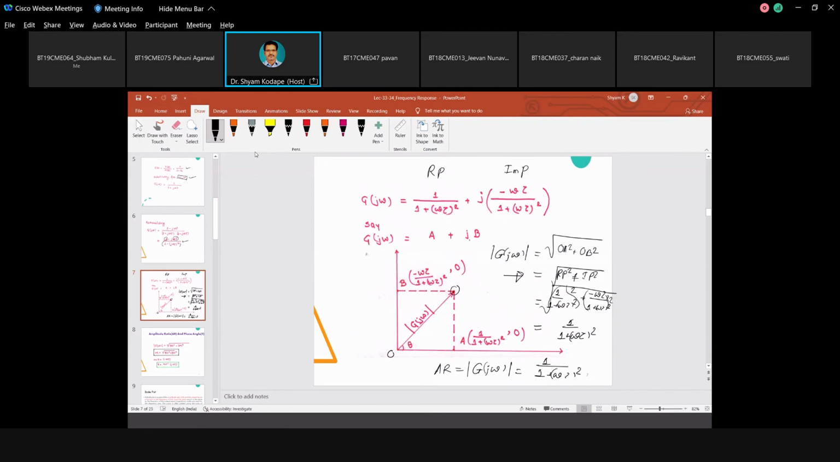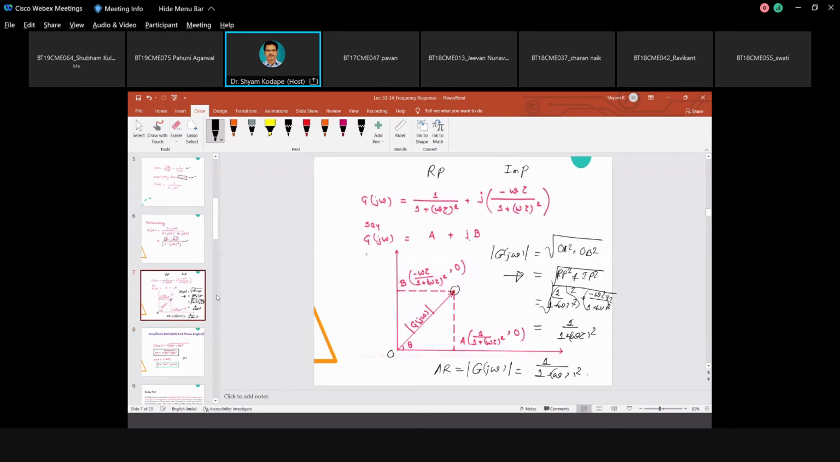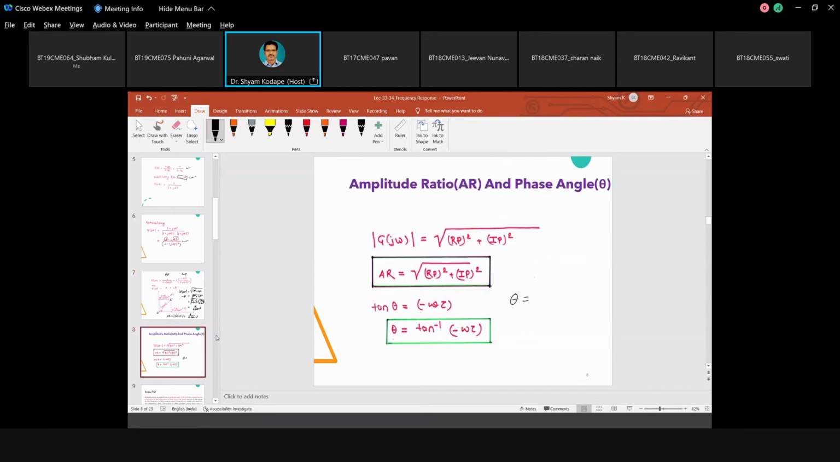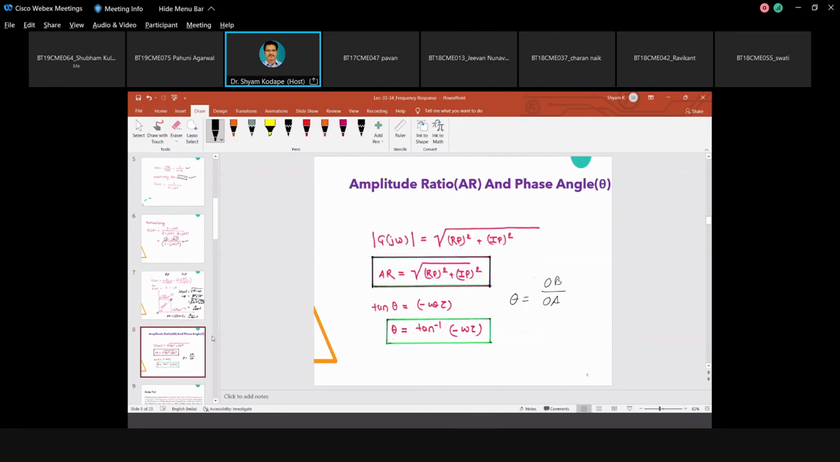Okay, similarly theta can be identified as follows. If we see the theta, the angle made by the modulus with the real axis, what is the opposite side? The opposite side, from here to here, is the imaginary part OB, divided by OA. Opposite upon adjacent. What is theta? Tan theta is opposite upon adjacent. So tan theta is equal to OB upon OA.